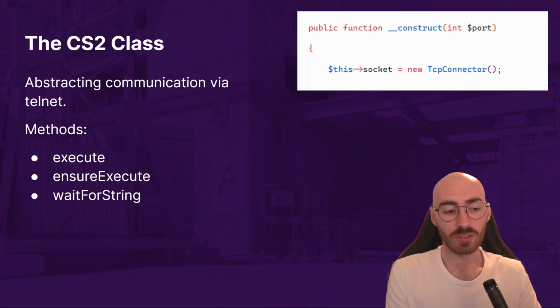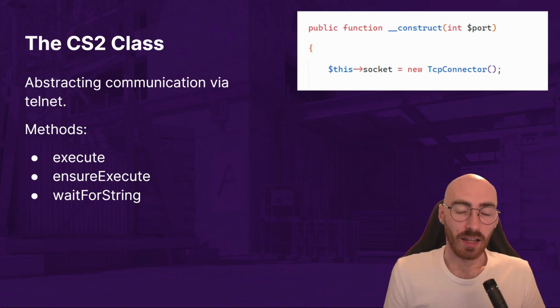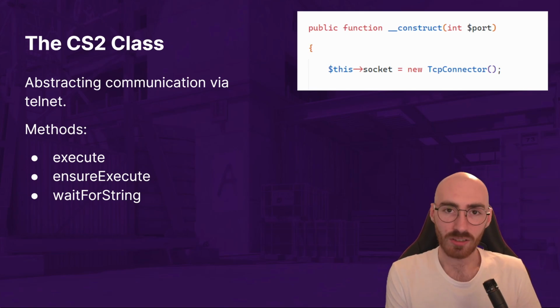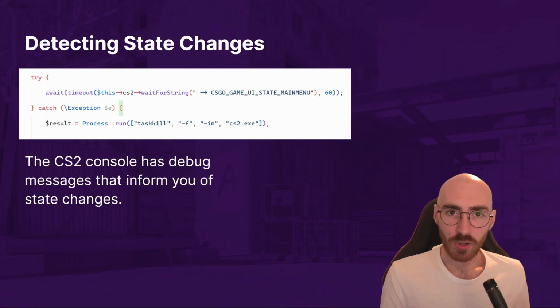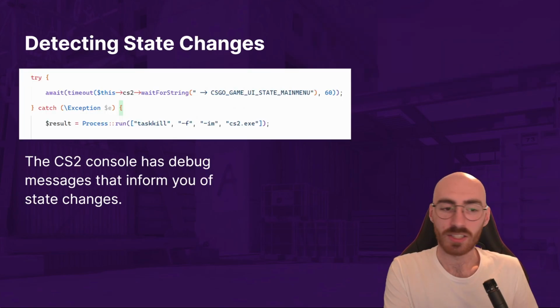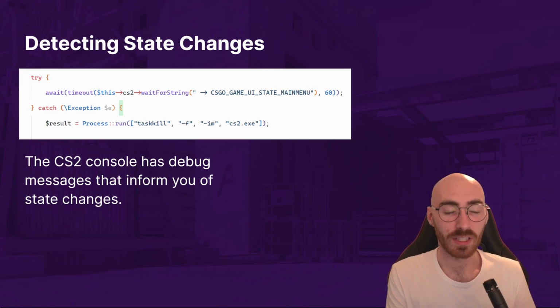And so as soon as I detect that random string being sent the second time, I return, which basically blocks the function until I'm sure that command is executed. And then wait for string, which blocks until a certain string is found in the code. So you can put that all together to detect state changes. This string here, for example, comes up in the console when you go to the main menu, which is great. So I can detect when the game's finished loading.